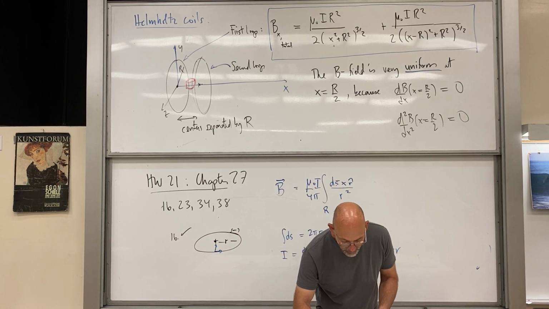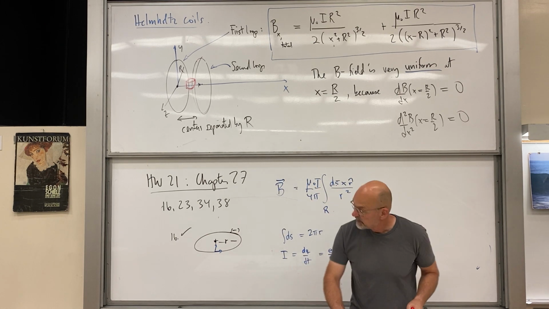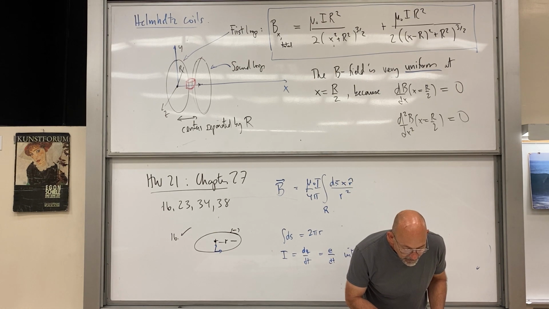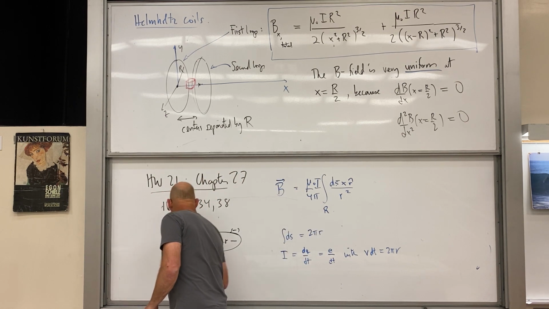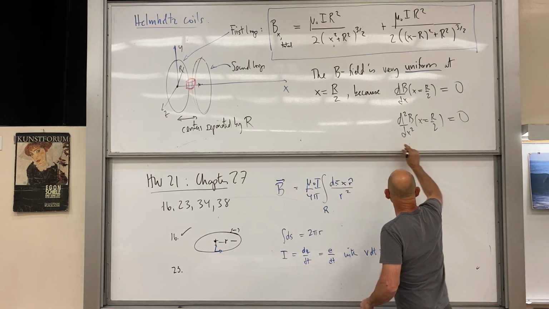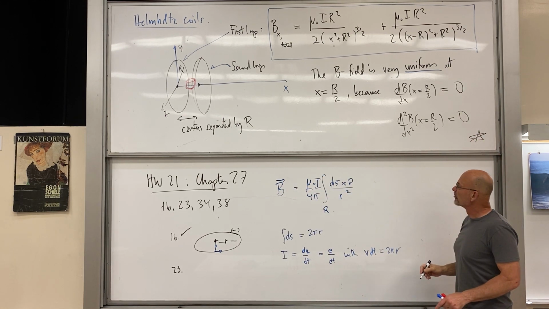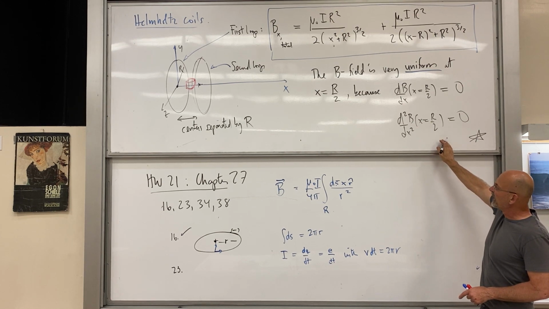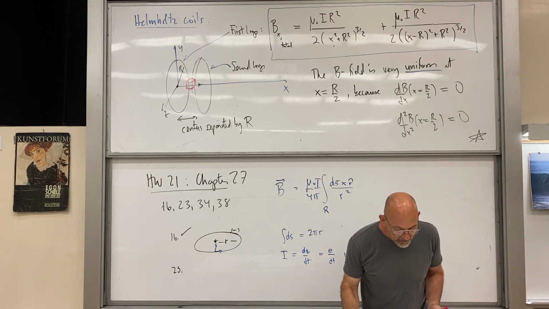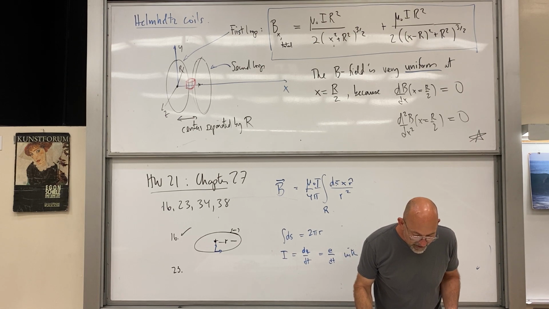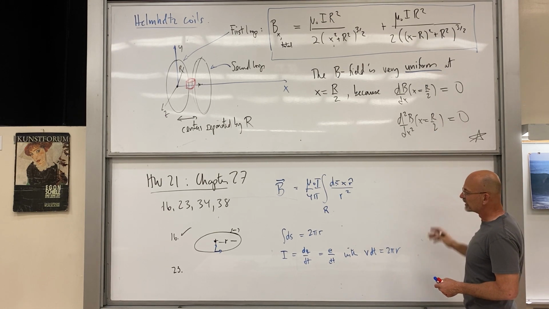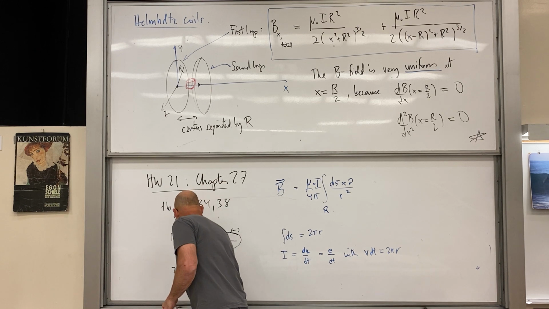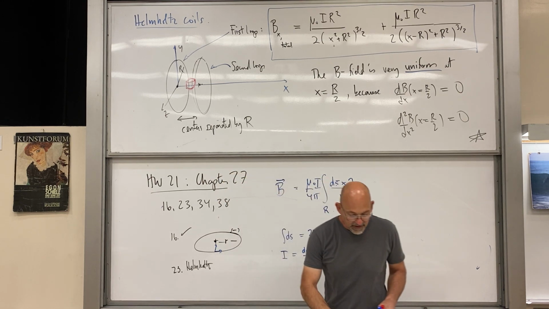We have 23. 23 is the Helmholtz coil problem. So it's those derivatives that I'm talking about. Okay, you can do them this way. They say to set it up symmetrically on either side, but you don't have to do that. Okay, you can go ahead and do mine and do them at x equals r over 2, so it's already been set up. So Helmholtz, and 34 and 38.